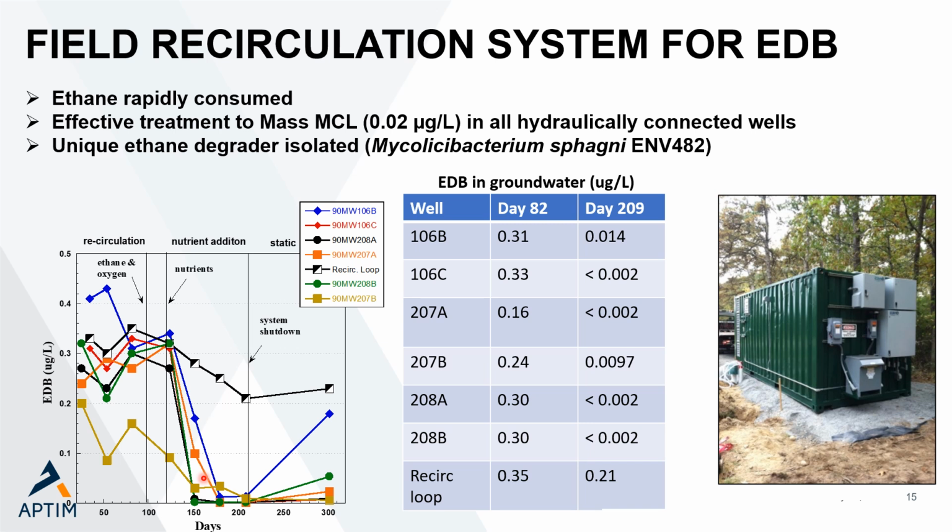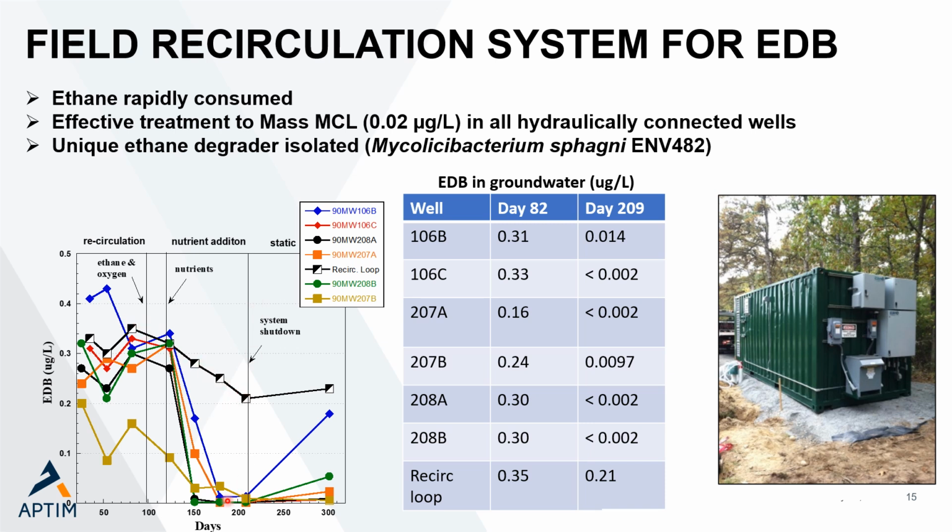Now, if we look at the field data for EDB, we can see in this aquifer there was only 300 parts per trillion, or 0.3 ppb. As we did the preliminary mixing, everything's pretty much grouped in that area. Then we start our ethane and oxygen addition and our nutrients, and we see very good declines in EDB in all of the well-connected monitoring wells. This was the water coming through the plot, all of the water coming out of the extraction well, and we saw a general decline there as well, which was quite interesting.